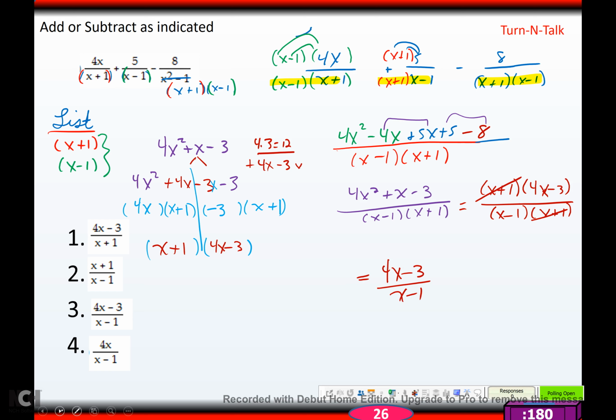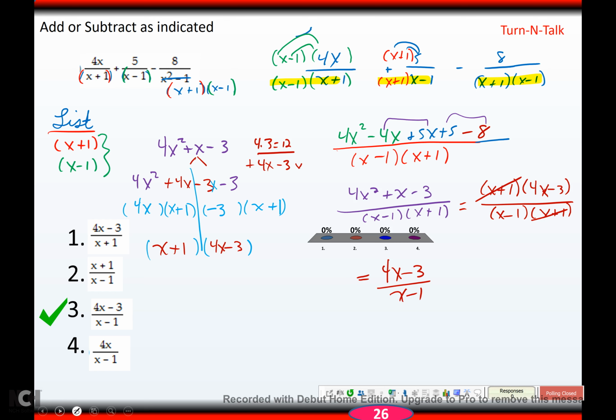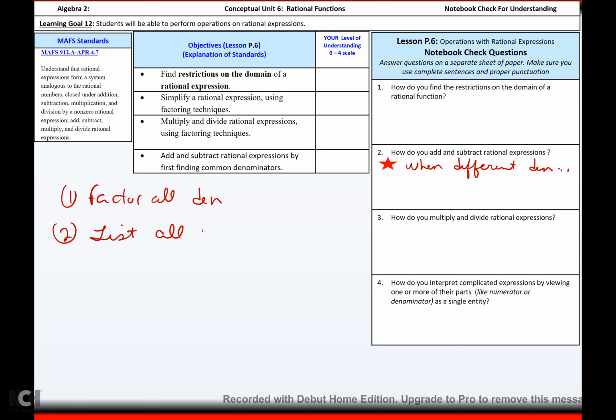Okay? Alright. And there you go. So how do you add and subtract rational expressions? I know we answered it, but that one's when the denominators were the same. When you have different denominators, 1, factor all denominators. 2, list all factors in all denominators. Don't repeat unless you have to.